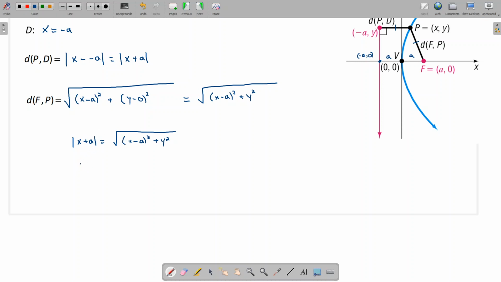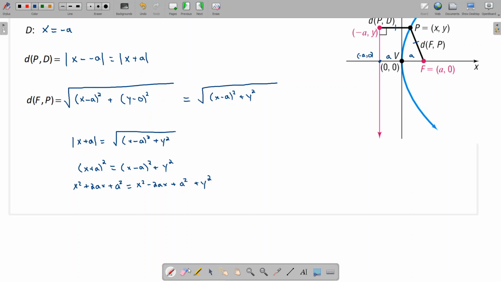If I square the side on the left, I can just write this as x plus a quantity squared. I can drop the absolute values because squaring it would wipe out any negatives. When I square this side, I'll have x minus a all squared plus y squared. It just cancels out the square root. Now we should expand each of these. Just FOIL them. So we'll have x squared plus 2ax plus a squared from the left side. On the right side, we will get x squared minus 2ax plus a squared and plus a y squared back here.